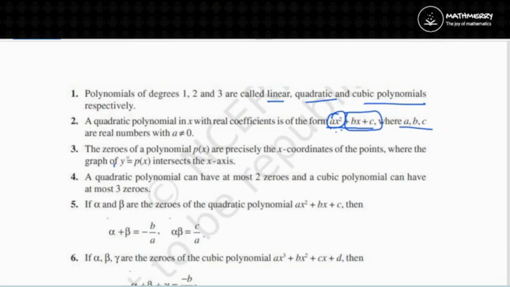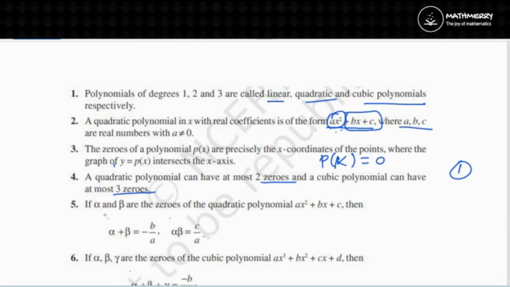Now, the zeros of a polynomial, how will we verify if it is a zero of a polynomial? We have to put p of k is equal to 0. In the place of k, you can put different values. If it is giving 0, then that particular value will be our zero of the polynomial or the solution of the polynomial. Now, a quadratic polynomial can have at most 2 zeros and a cubic polynomial can have at most 3 zeros. Now, what about a linear polynomial? It can only have at most 1 zero.